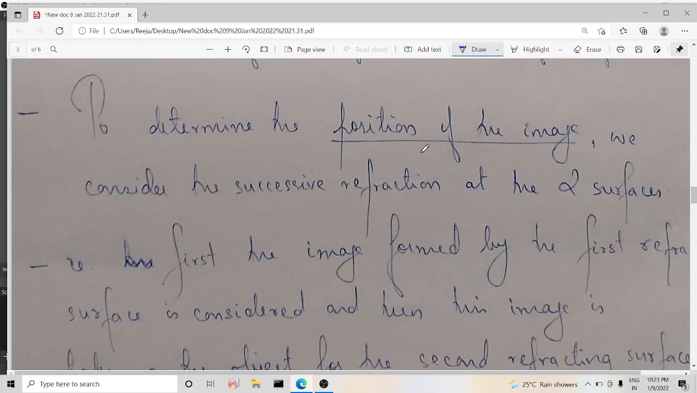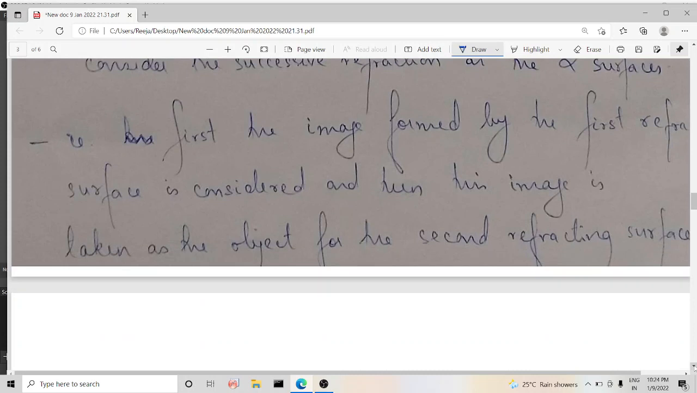So to determine the position of the image, we consider the successive refractions at the two refracting surfaces. First, the image formed by the first refracting surface is considered, and then this image is taken as the object for the second refracting surface.